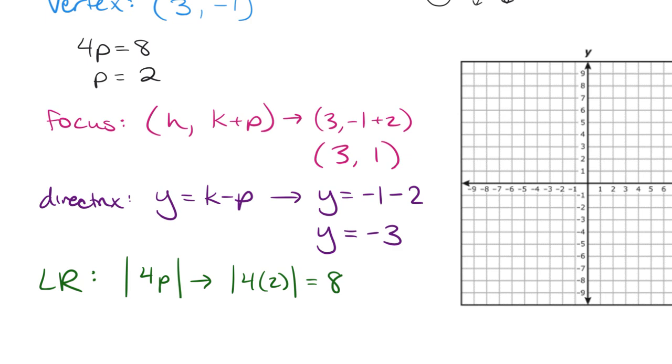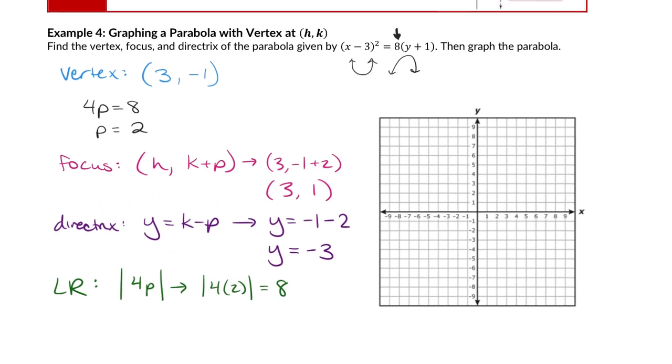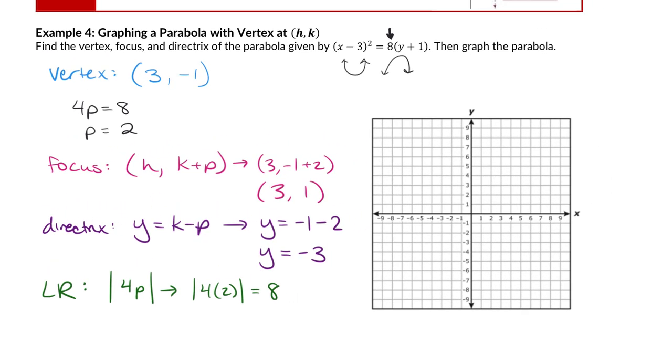So we know we have all of the pieces. We plot the vertex, we plot the focus, we graph the directrix. We use the latus rectum to tell me how wide to create this parabola. So we have a vertex at 3, negative 1. We have a focus at 3, 1. And a directrix at negative 3.